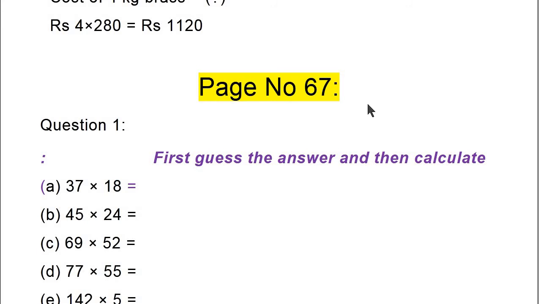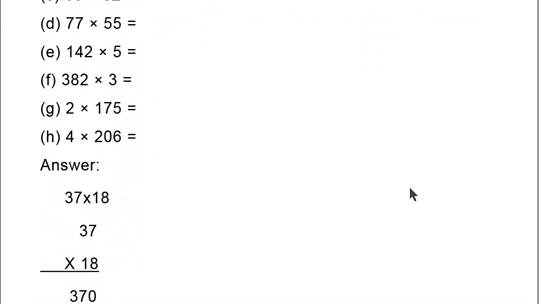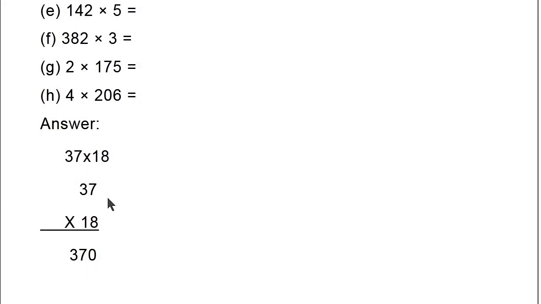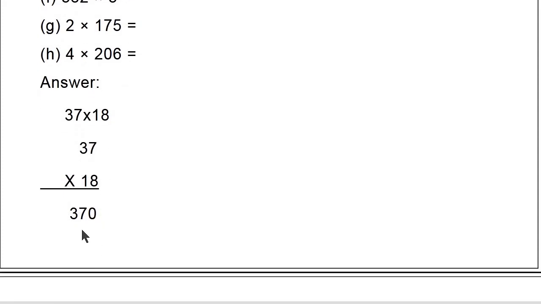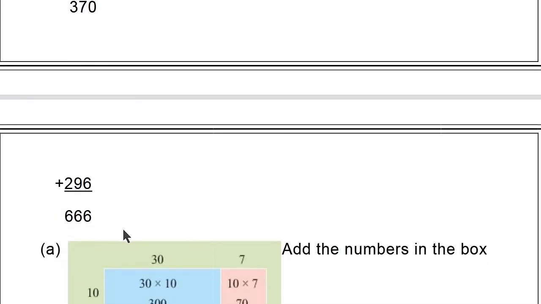Now page number 67. First guess the answer and then calculate. Here we have to multiply 37 into 18. 37 into 10 is 370 and 37 into 8 is 296. 370 plus 296 is 666.